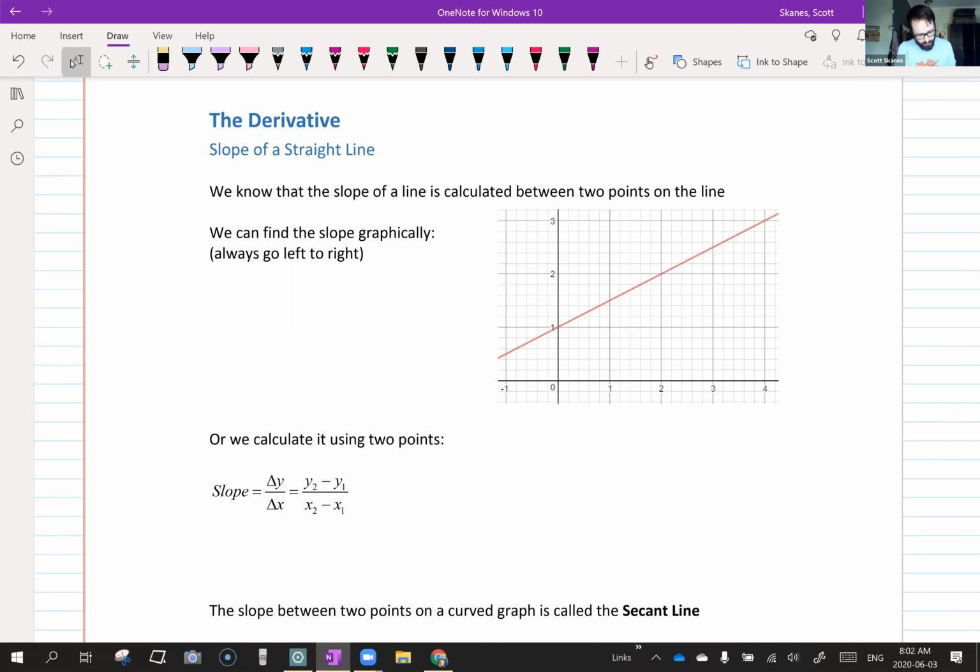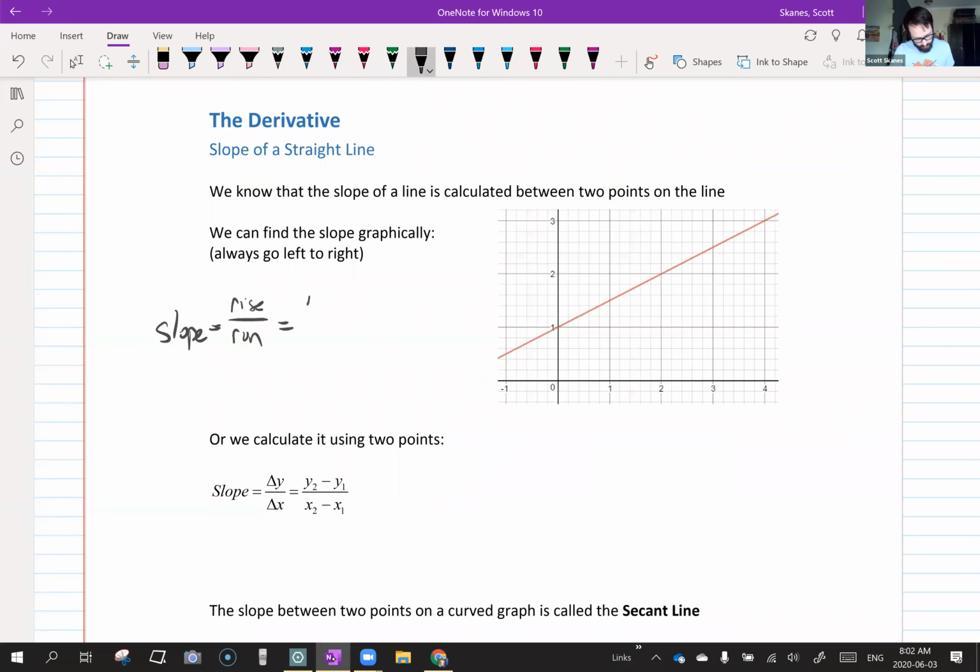Let me just go back through some basics. So first things first, the slope of a straight line. And because derivatives are related to slope, we need to talk about slope. Well, the slope of a straight line is simple. We know that to get the slope of a line, we just need rise over run.